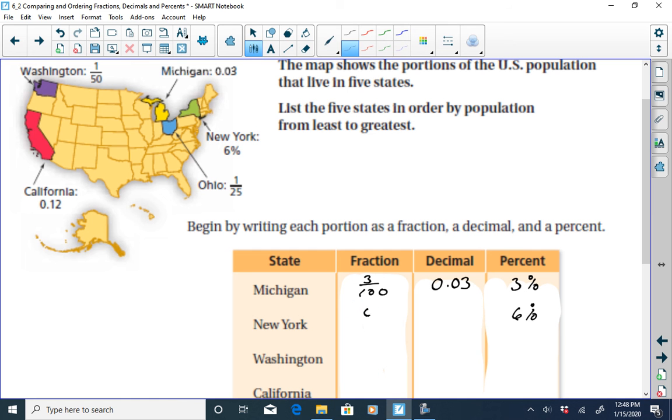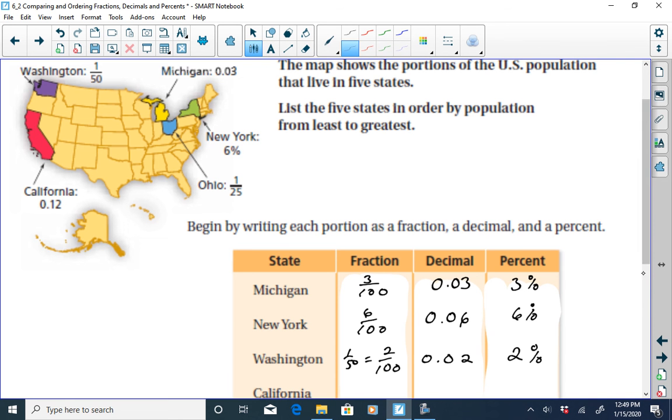6% as a fraction is 6 out of 100. And as a decimal, that's 6/100. Washington, we're given the fraction 1 out of 50. 1 out of 50 is the same as 2 out of 100. The percent for 2 out of 100 is 2%. The decimal would be 2/100.